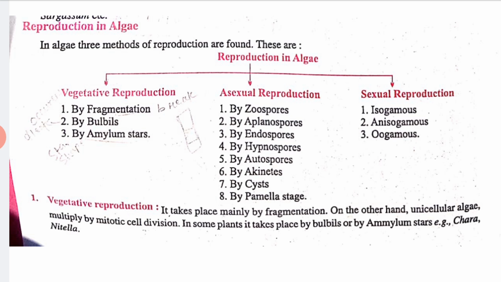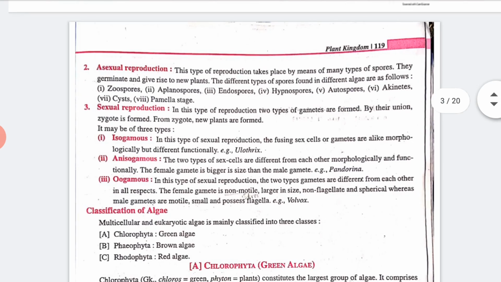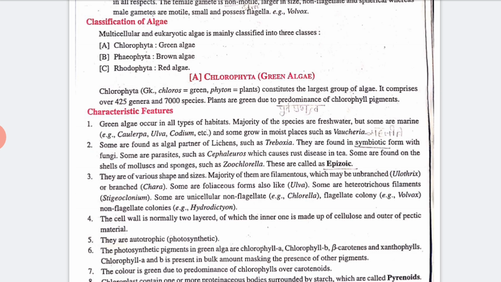Anisogamous: the two types of sex cells are different from each other, morphologically and functionally. The female gamete is bigger in size than the male gamete. Now oogamous. In this type of sexual reproduction, the two types of gametes are different from each other in all respects, that is, the female gamete is non-motile, large in size, non-flagellate, and spherical, whereas male gametes are motile, small, and possess flagella. Clear? So these are the different types of reproduction found in algae.